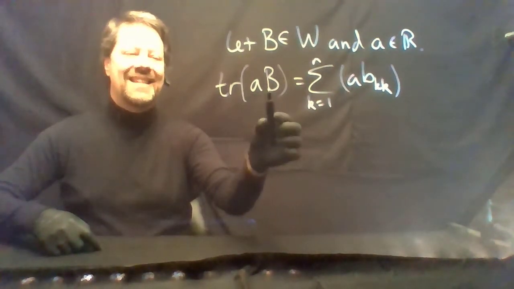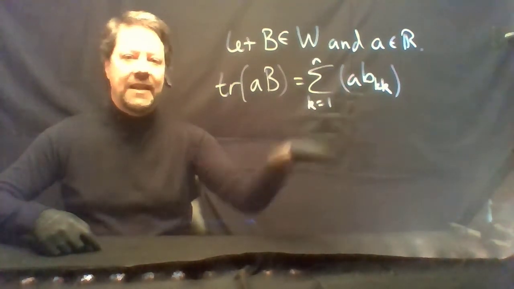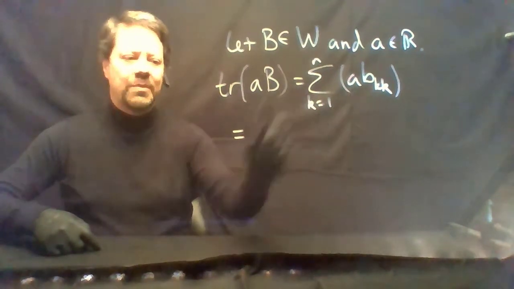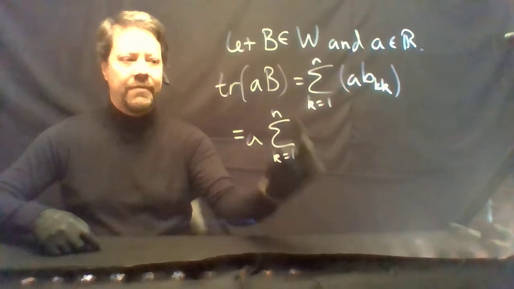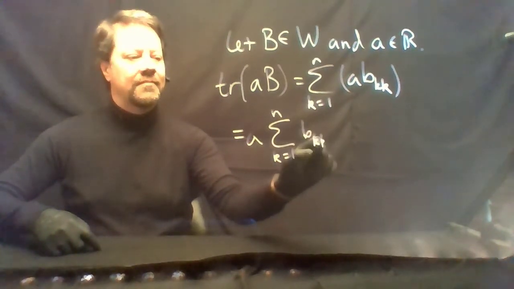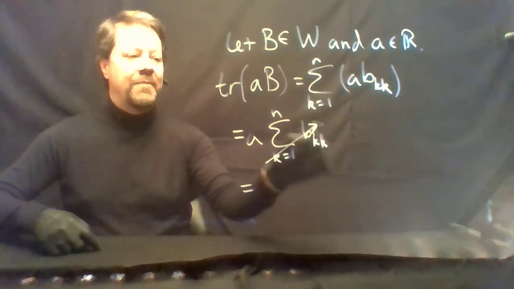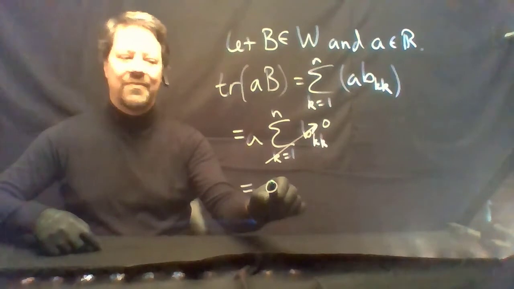So when we add the diagonal elements of the product, A times B, we end up with A times B, k, k. But constant factors pull out of sums. That's called the distributive law. And we know the sum of the diagonal elements of B is 0. So we get A times 0, which is 0.